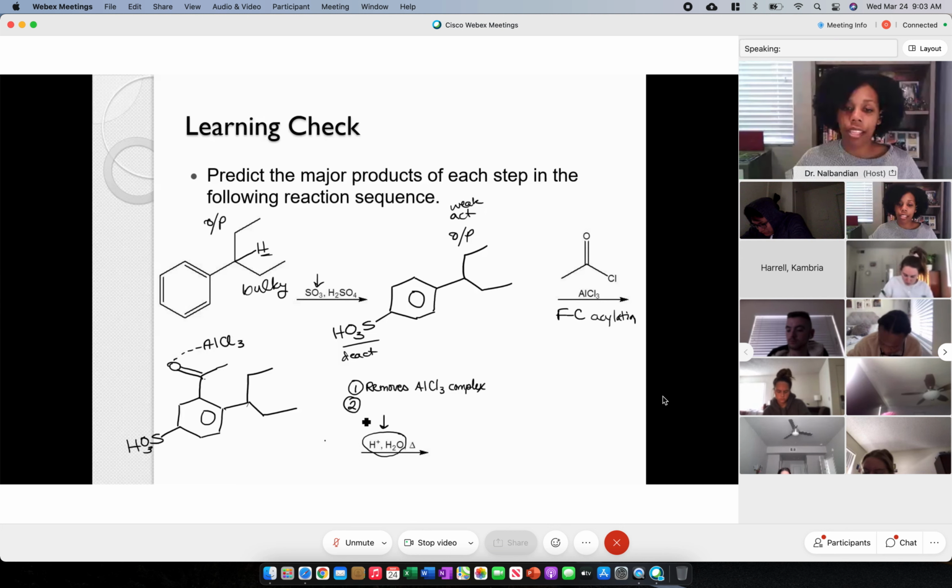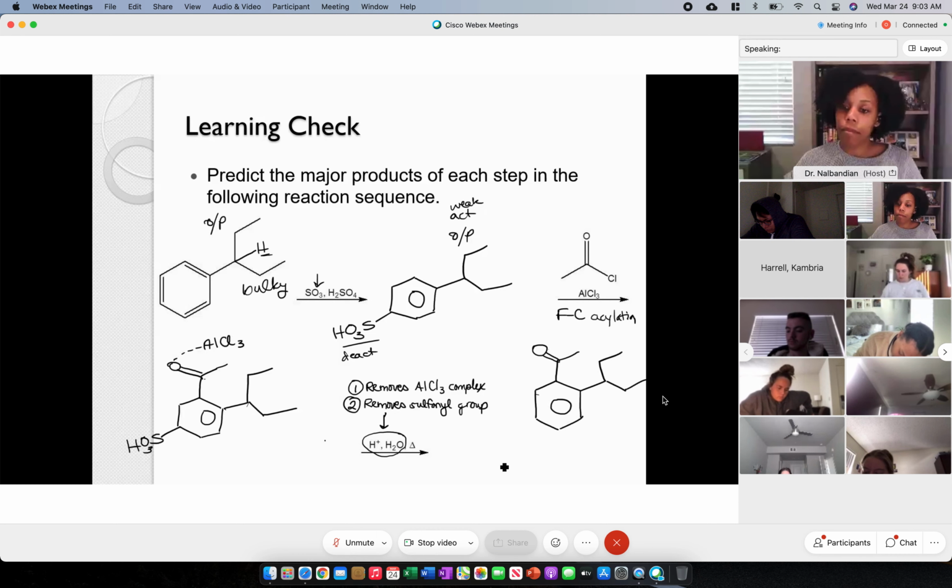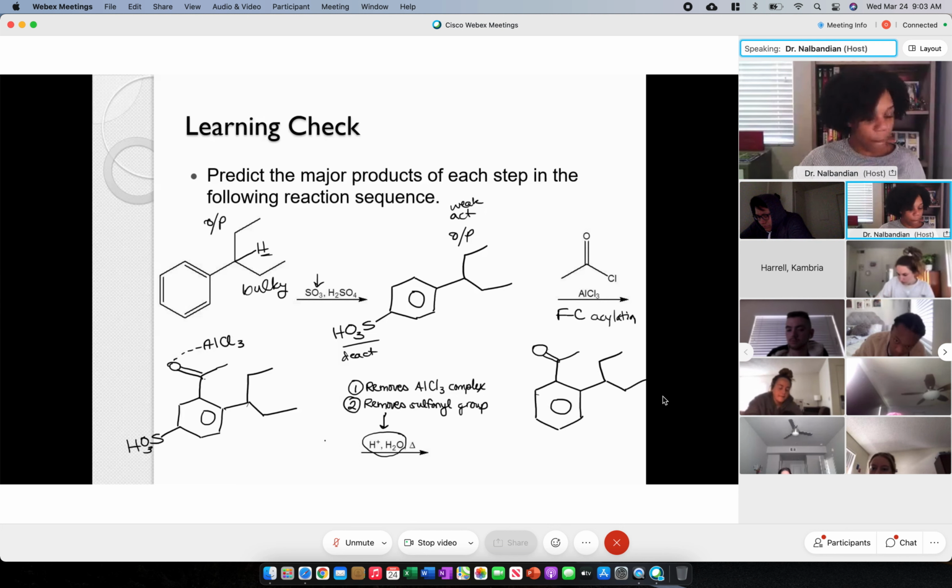And then the other thing that this step does, look at it, aqueous workup with the heat. So now this is going to remove the sulfonyl group also. 2 things happen in one step. And so we end up with this as our product, as our only product. Questions there?